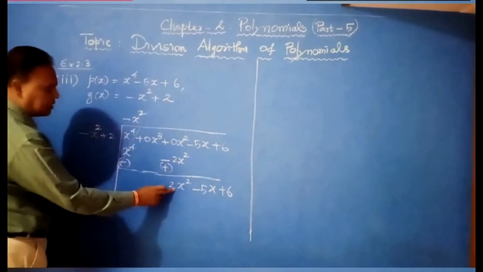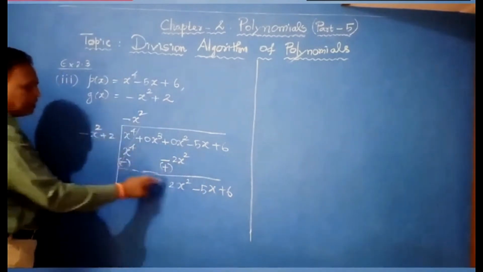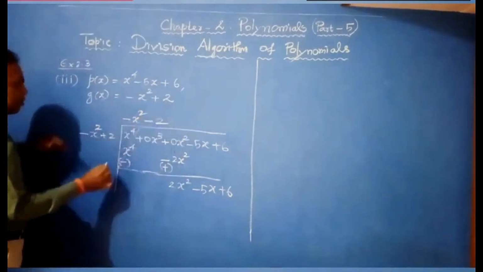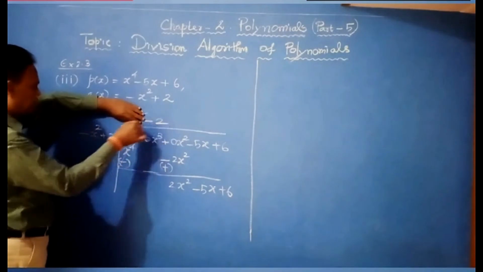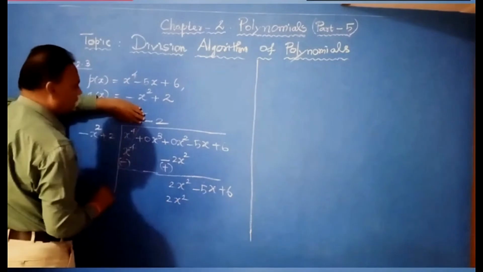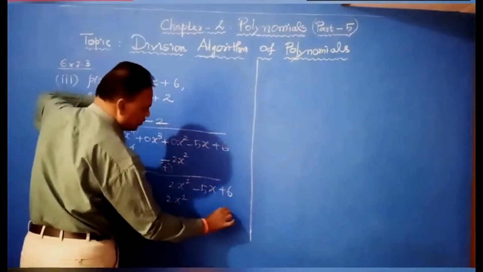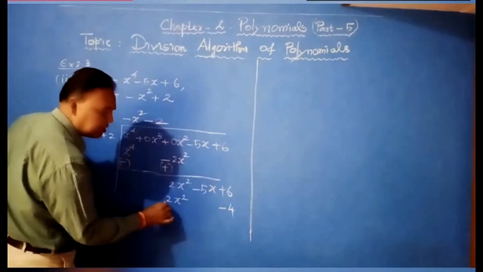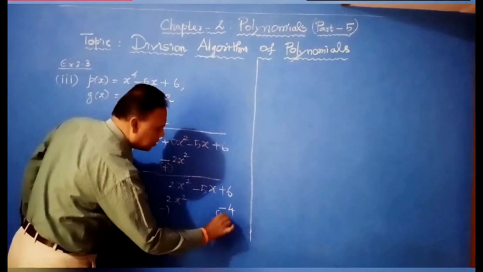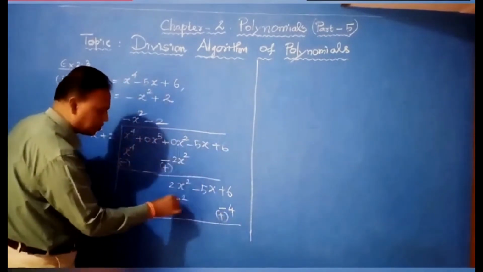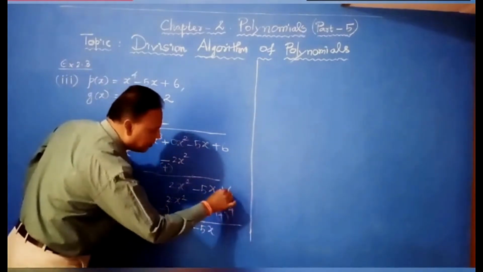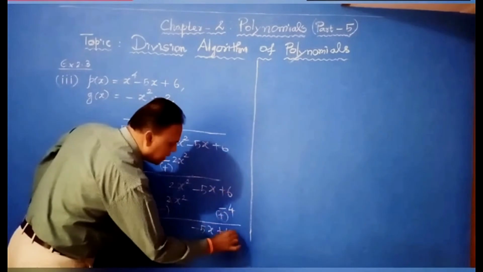Again take this first term and here the first term, and divide. What will you get? X squared should get cancelled, so you will get minus 2. Ignore this, and take this minus 2 and multiply. Minus 2 times plus 2x squared, minus into plus, minus 4. Minus 4, the constant term, write it here. So again subtract. While subtracting, change the sign. Plus means minus, minus means plus. So 2x squared minus 2x squared is 0. Bring down here minus 5x. Here plus 6 plus 4 is plus 10.